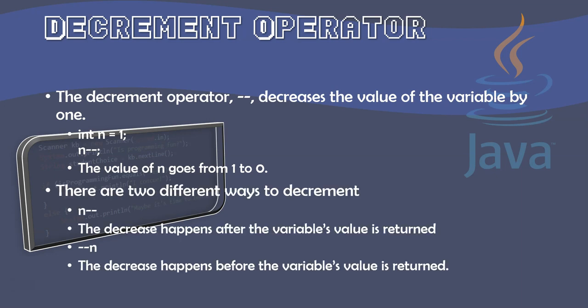Now, there are two different ways to decrement, just like we had with increment. We can do n minus minus, or we can do minus minus n. Both of these function exactly the same, except instead of doing an increase, it's now doing a decrease. And again, we're probably going to see n minus minus much more commonly than we do minus minus n.